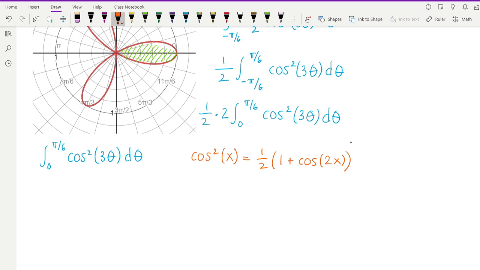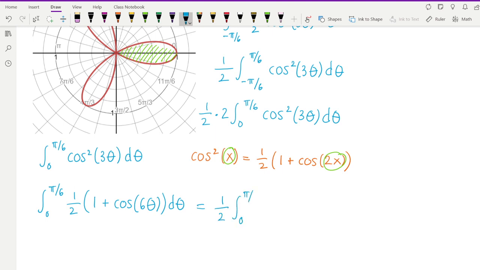The important thing to notice here is that whatever your input is over here, the input here is going to be twice it. In this case, because the input of our original function is 3 theta, the input in the identity is going to be 6 theta. So we're going to have the integral from 0 to pi over 6 of 1/2 times 1 plus cosine of 6 theta d theta. One last time, we can pull out this constant, and we're left with 1 plus cosine of 6 theta d theta.